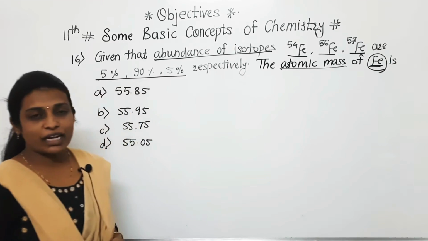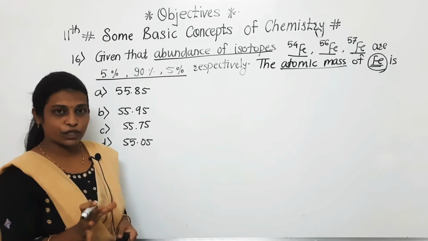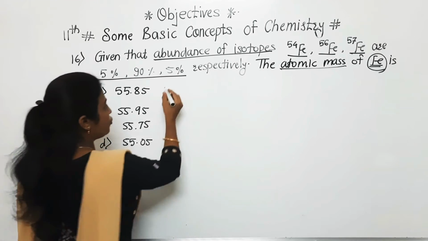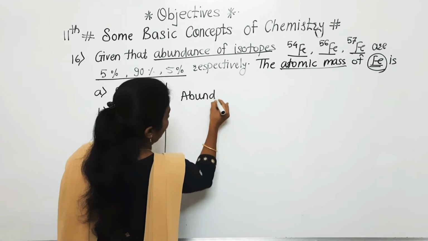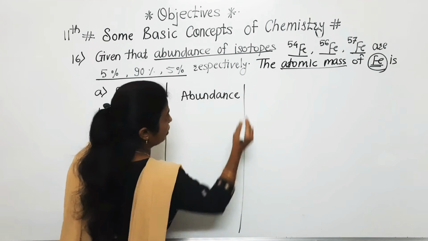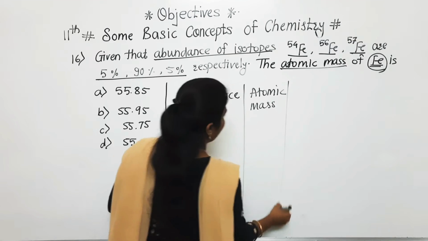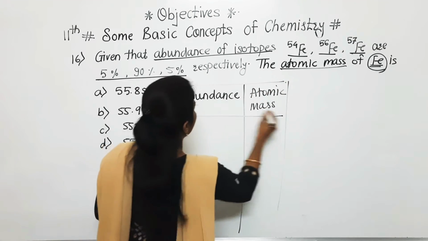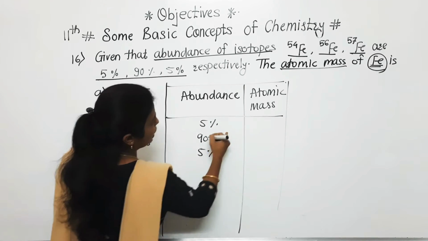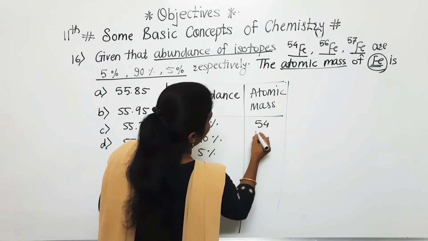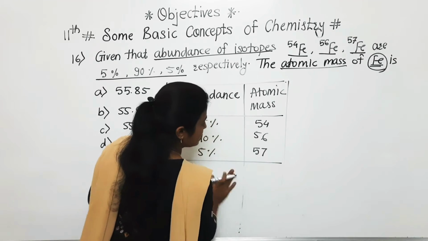Clear to everyone? So for that one, when we are going to solve the objective, I am solving in such a way that it will be helpful for the subjective as well as the objective. When such problems are there, firstly write the abundance of these isotopes and their atomic mass, in one column. After that, we will write the formula. The abundances are 5%, 90%, 5%, and the masses are 54, 56 and 57. So this is the given content.